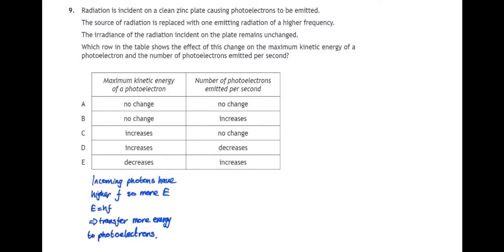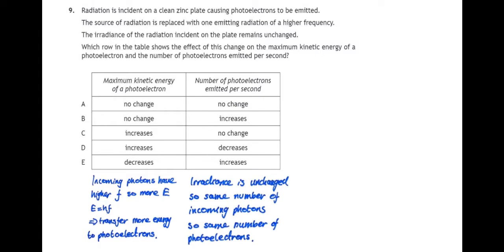Now, number of photoelectrons emitted per second, well, that has to do with the number of photons that are hitting the surface per second. And as it says in the question, the irradiance of the radiation incident on the plate remains unchanged. If there is no change to the irradiance of the incoming light, then there are the same number of photons hitting the zinc plate. Therefore, the same number of electrons will be emitted. So we're looking for an increase in the kinetic energy, but no change to the number of photoelectrons emitted. Answer C.